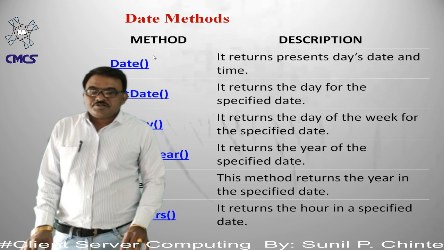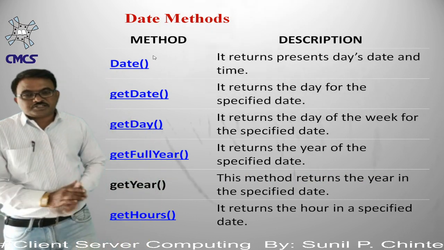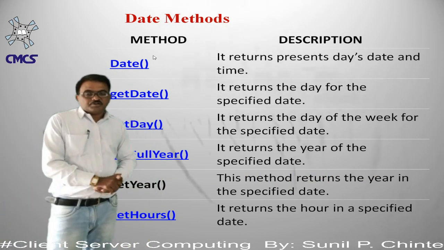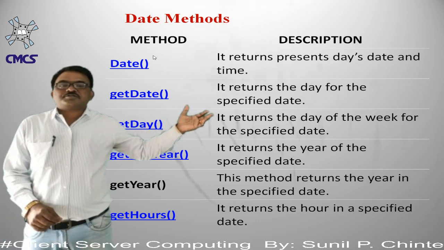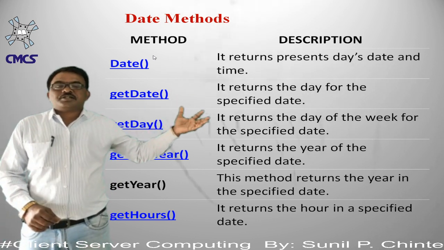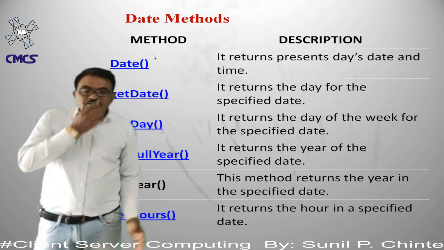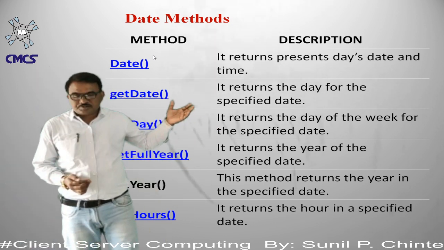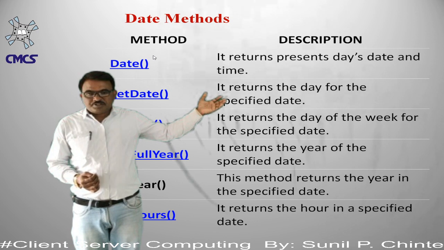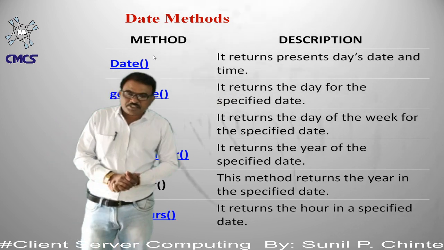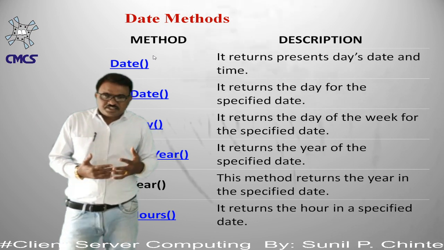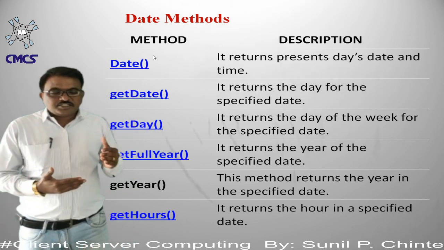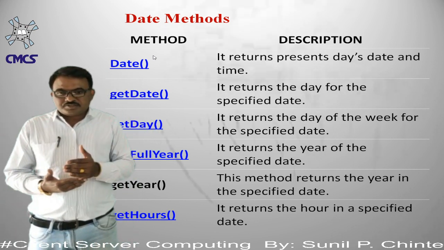Now let's see the different methods of date objects. The first one is the constructor, which represents the current day and time. Date is one type of method; we can say it is the constructor that returns the present or current day and time.